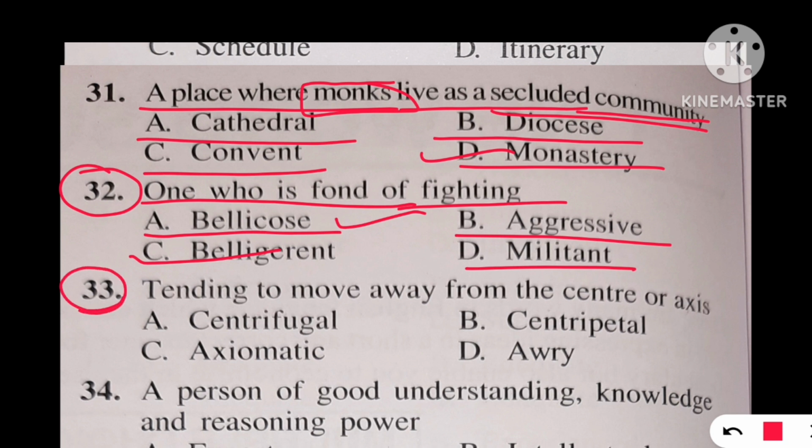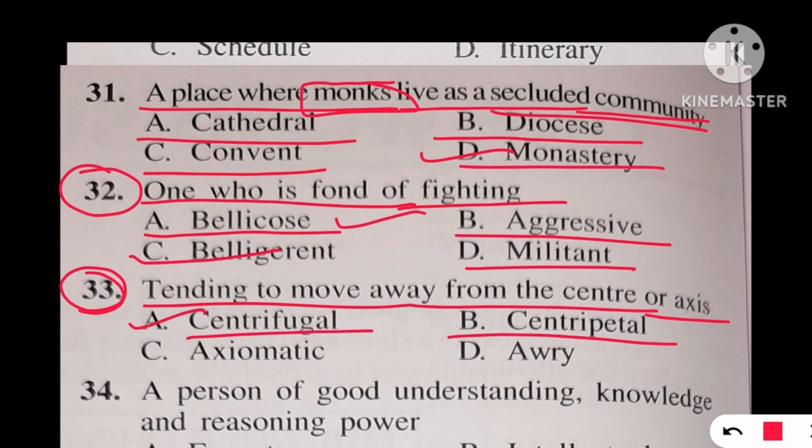Question number 33. Tending to move away from the center of axis. It is called option A, centrifugal, option B, centripetal, option C, axiomatic, and option D, ori. The correct answer for this is option A, that is centrifugal.